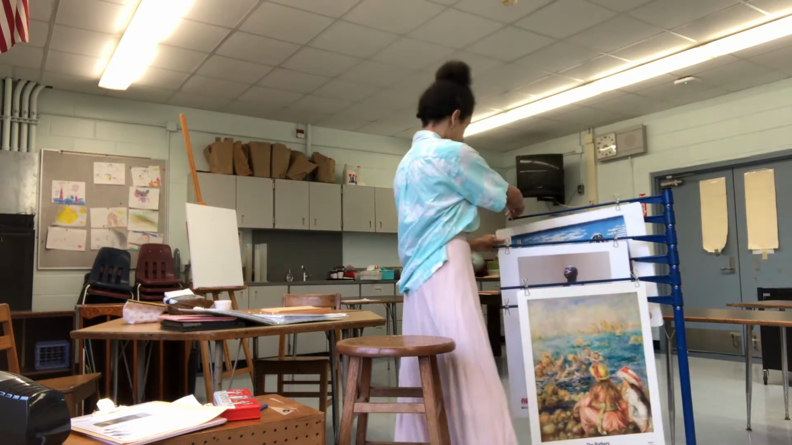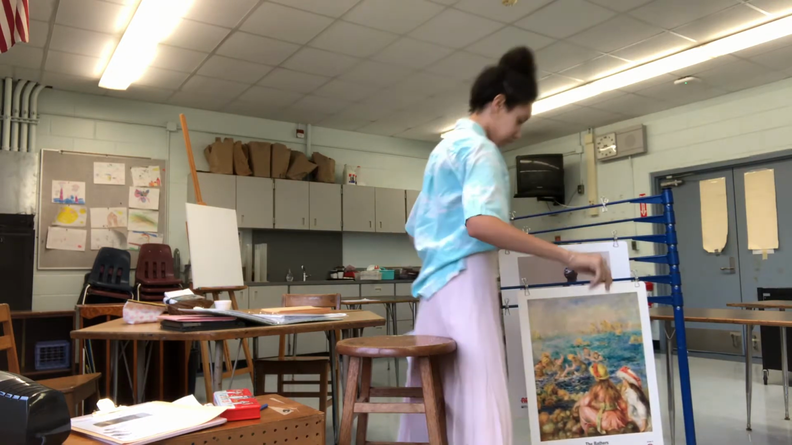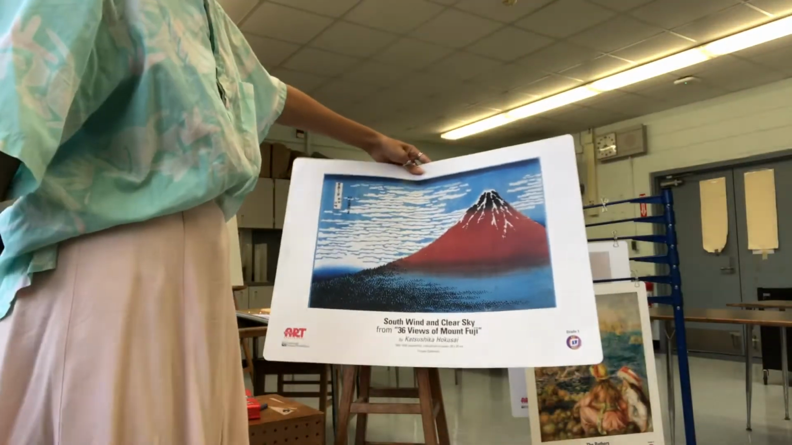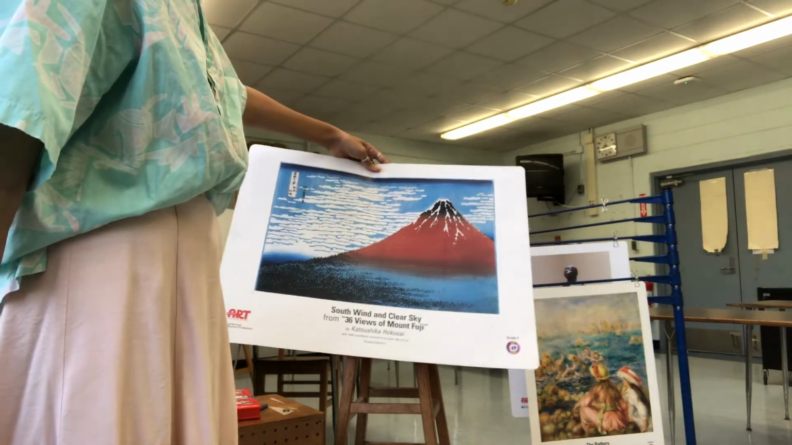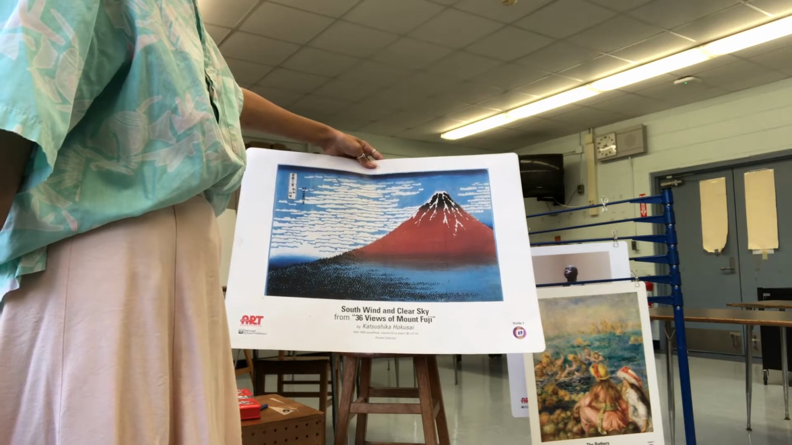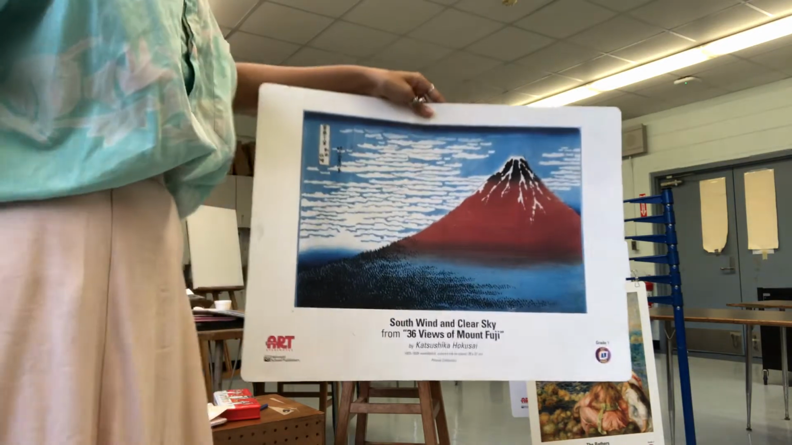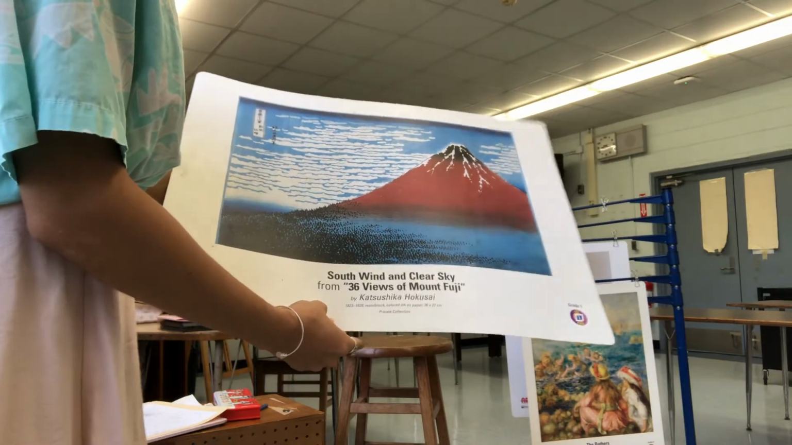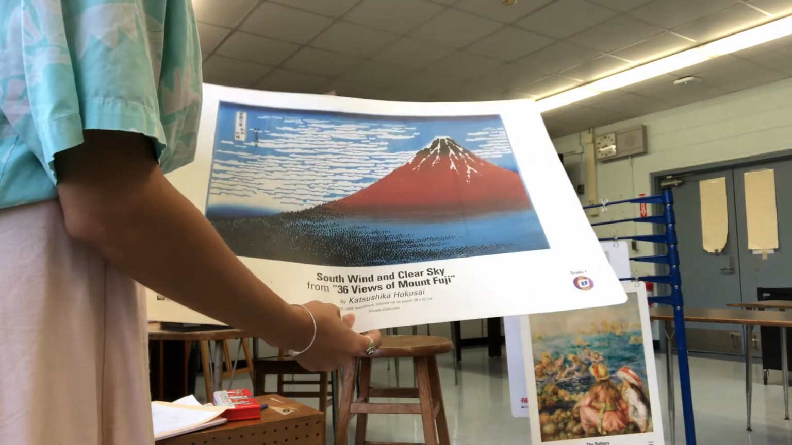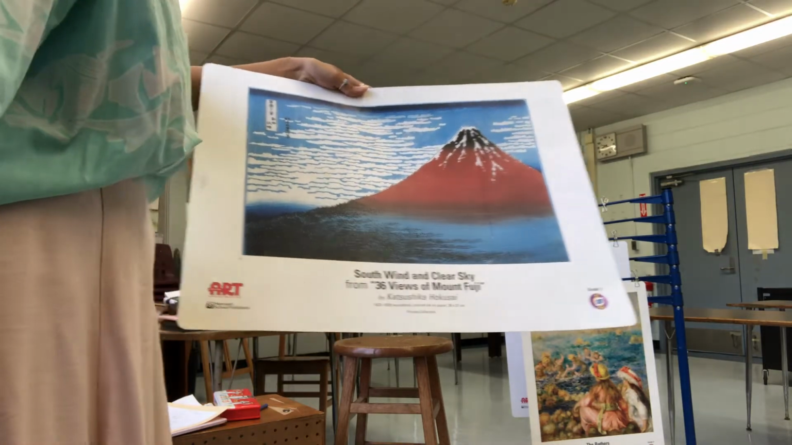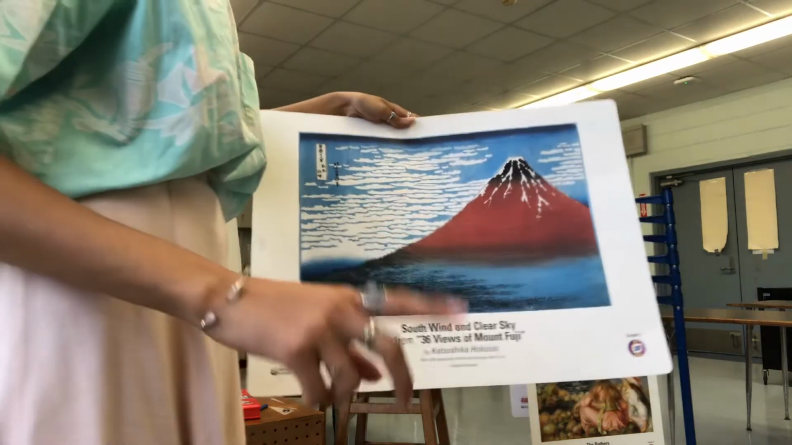For example, here's this beautiful, gorgeous print of South Wind, Clear Sky from 36 Views of Mount Fuji by Katsushika Hokusai. Hokusai was a great Japanese print artist who drew and printed so many different views of Mount Fuji. He also is famous for the great wave scene.